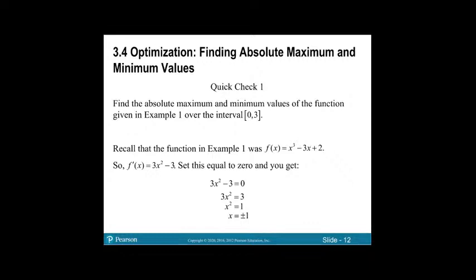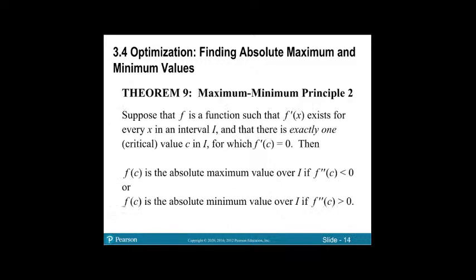Let's look at this. We have the maximum-minimum principle 2. Suppose that f is a function such that f prime exists for every x in the interval, and there is exactly one critical value c on the interval where f prime is 0. Then f of c is the absolute max over the interval if the second derivative is negative, right? If the second derivative is negative, that means our function is concave down, so we would have a max value. f of c is the absolute min if the second derivative is positive. Okay. Find the absolute min. So we probably have to use the second derivative.